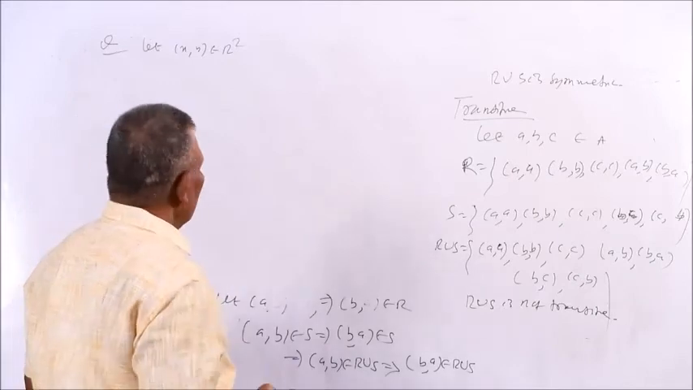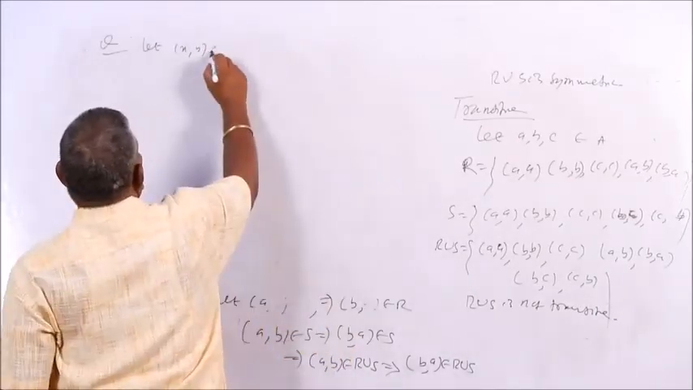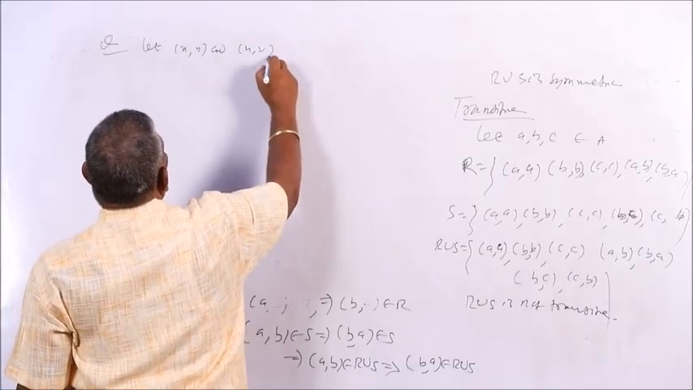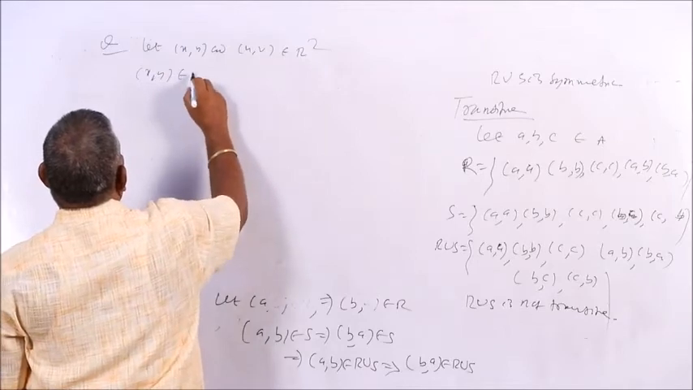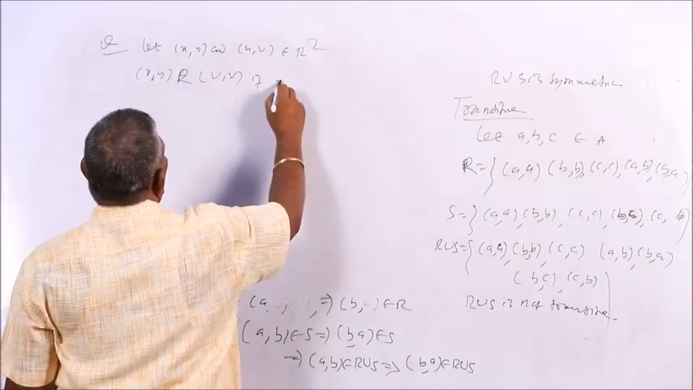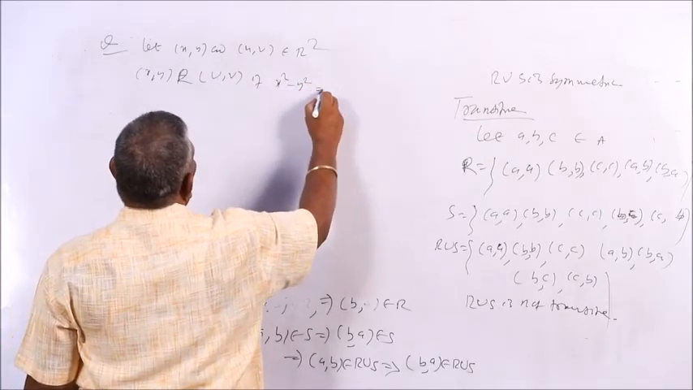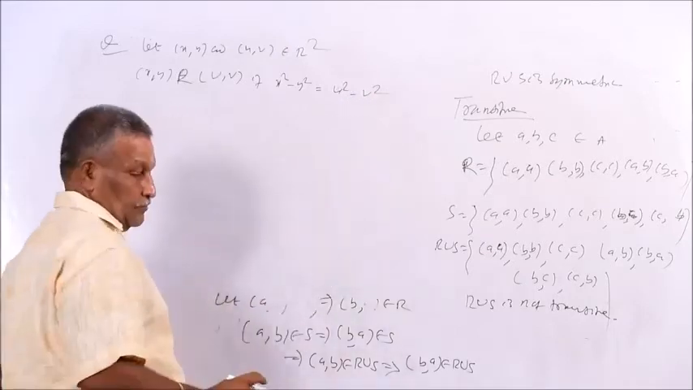Let the ordered pairs (x, y) and (u, v) belong to R square. (x, y) is related to (u, v) if x square minus y square equals u square minus v square.